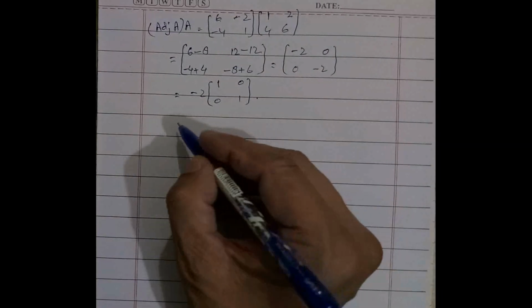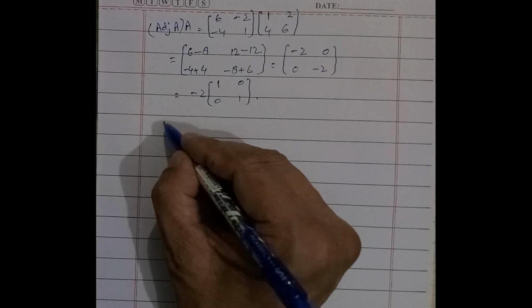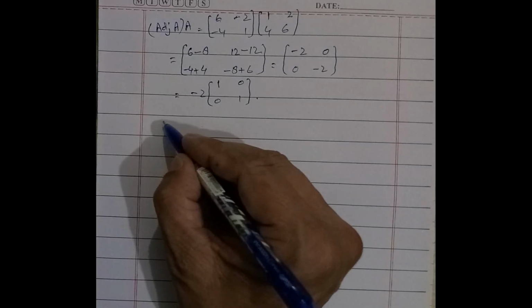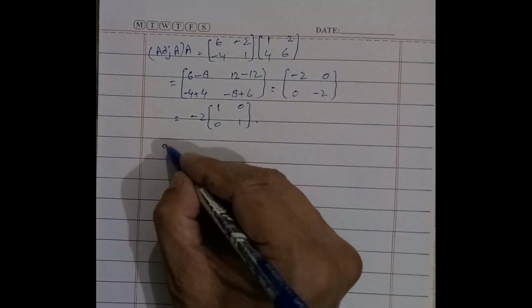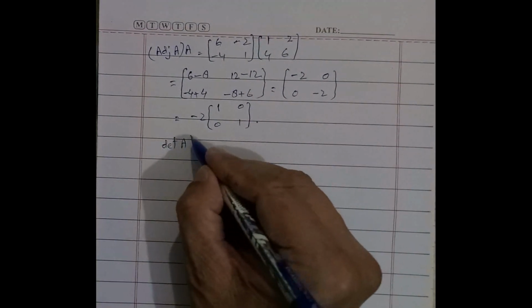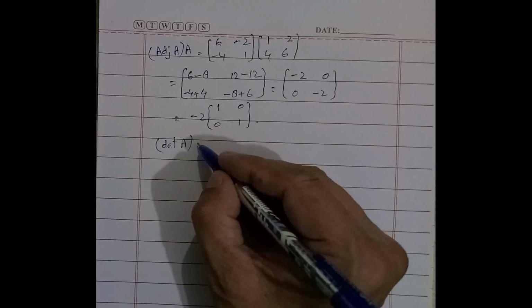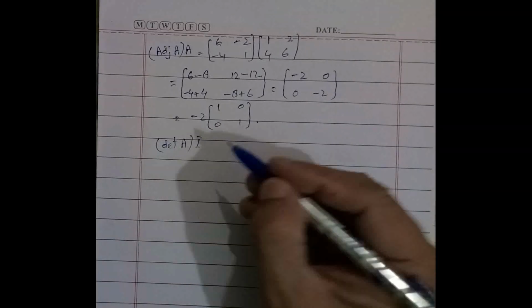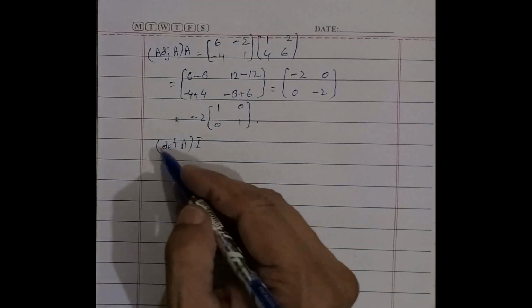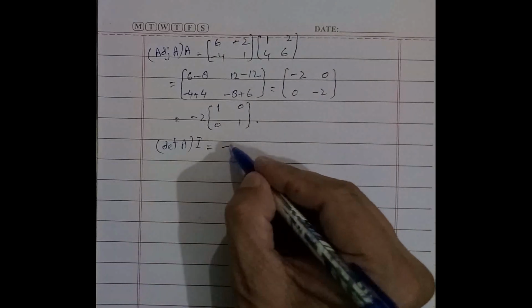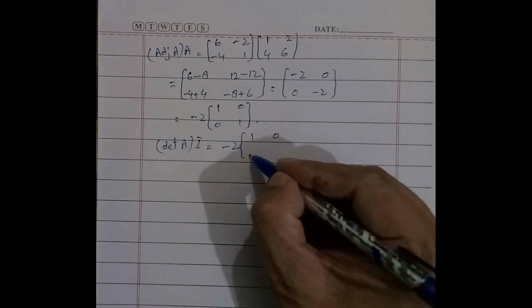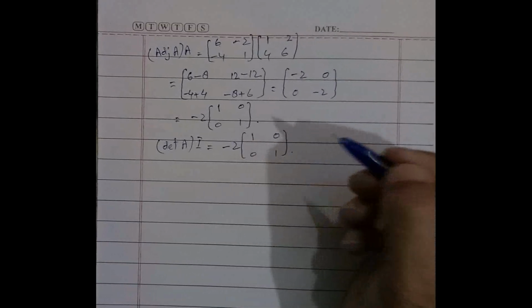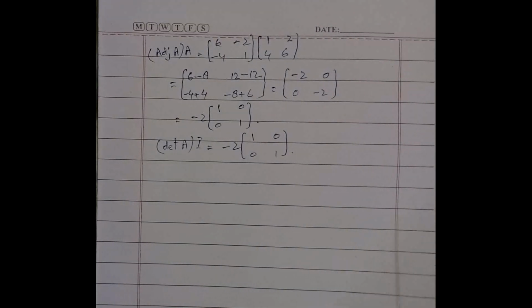The third part is determinant A into identity matrix. Determinant A we know is minus 2, and identity matrix is 1, 0, 0, 1, and hence we prove all these values.